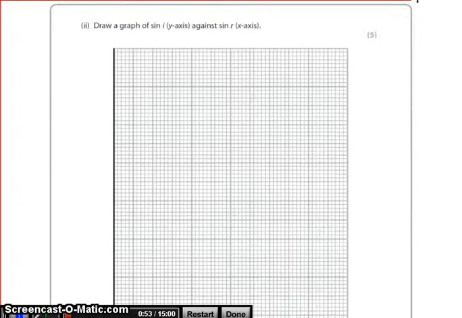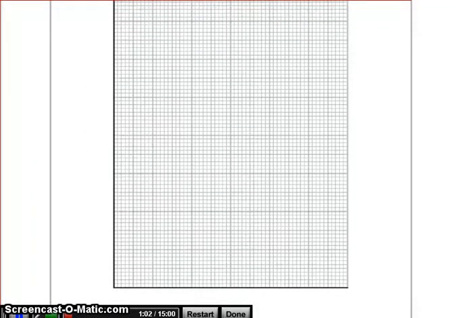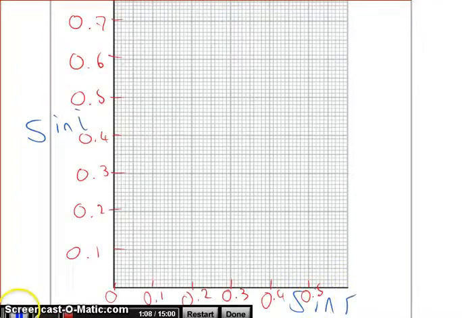Now you're then asked to draw a graph of sine I against sine R, and they've told you which axes you need to put it on. Now there's one mark for just labelling the axes, so sine I on this one and sine R down here. The next mark comes from a sensible scale, so I've just marked on here. You've got to make sure that you're going up in equal intervals. Sorry that mine's a bit messy.